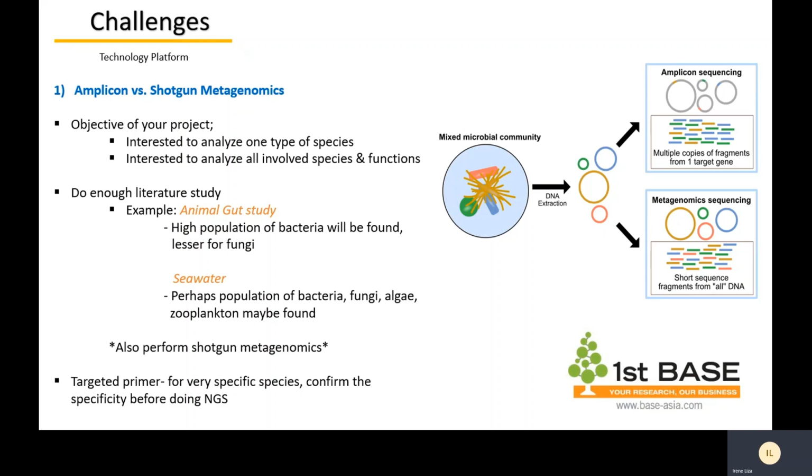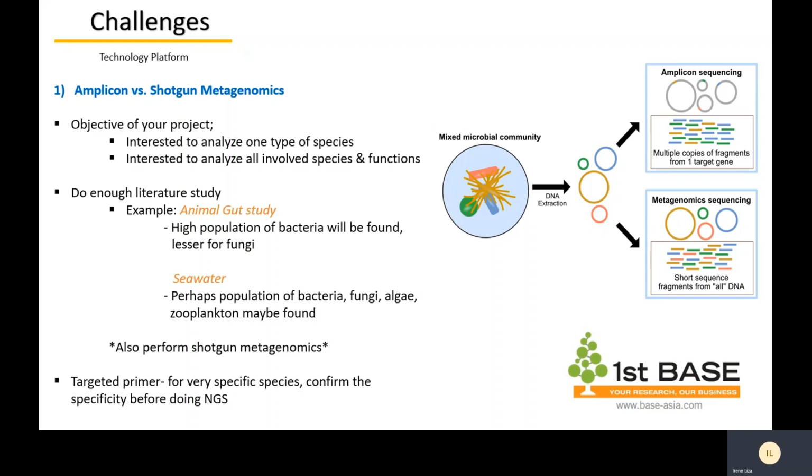And then another example, like seawater. Okay, so when it comes to seawater, you tend to have populations of bacteria, fungi, algae, zooplankton. With metagenomics, basically, you are going to sequence everything that is inside the seawater. But when you do amplicon, then you are targeting. So maybe you want to study bacteria in seawater, you focus on amplicon.